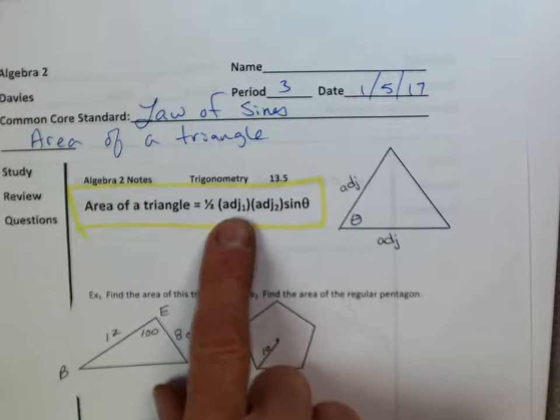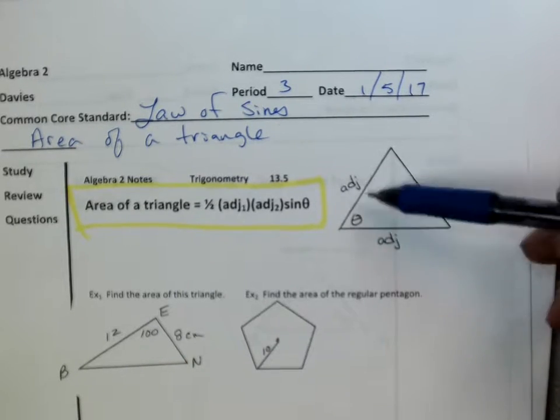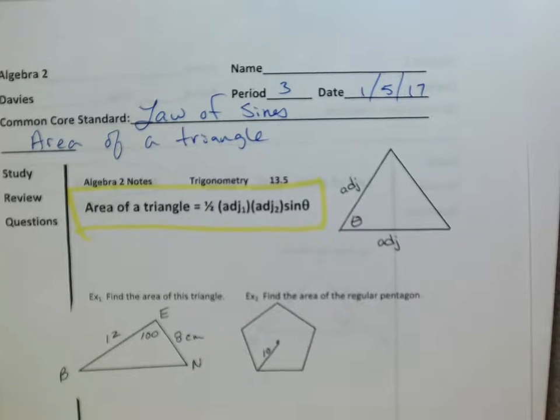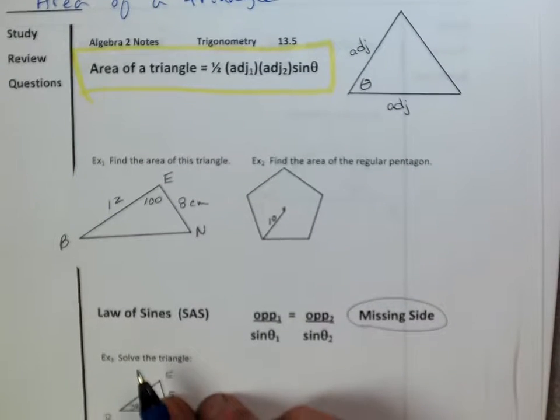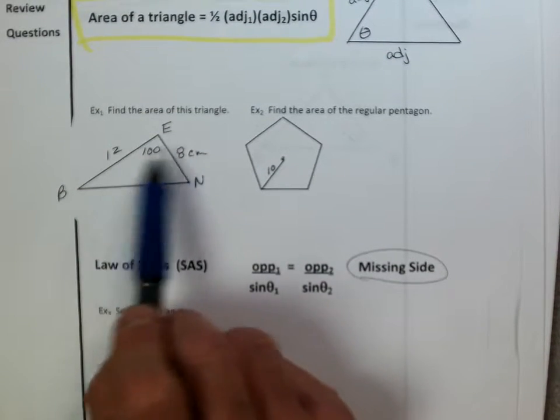The area is 1/2 adjacent 1 times adjacent 2 times the sine of the angle. So if you know the angle and the two adjacent sides, you can find the area of the triangle. It's actually pretty easy, okay? So let's look at example 1. So if I shift this paper up to example 1, there's my angle, and here's my two adjacent sides, right?